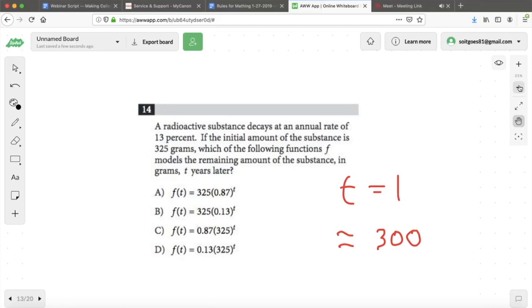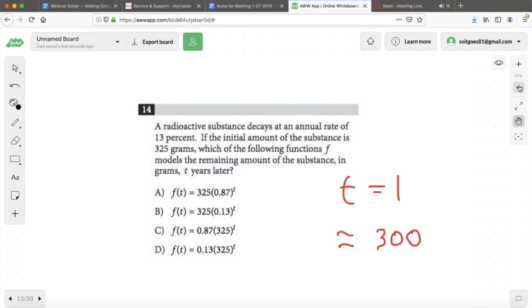But it's going to be something a little bit less than 325, about 30 less. It's going to be like 290, something less than 300, around 300. Does that make sense? Okay. All we've got to do is plug in a 1 for t and see which answer choice gives us something around 300. Does that make sense? Yeah. Okay, let's look at answer choice A.